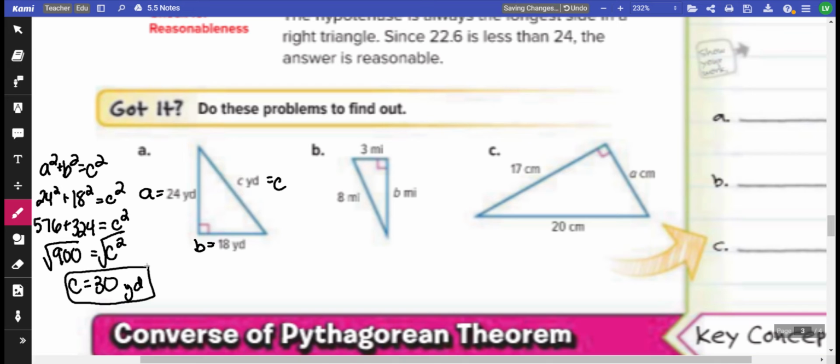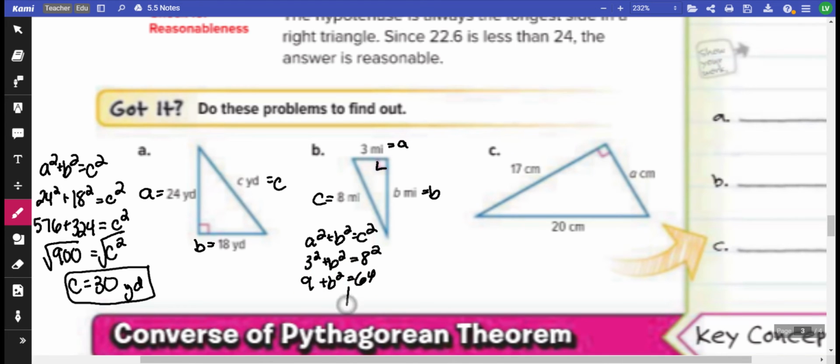Letter B. We have 3 miles, B miles, and 8 miles. My hypotenuse is 8, so that's going to be C. I'll keep B labeled as B, and 3 is going to be A. So A squared plus B squared equals C squared. Replacing my numbers with 3 squared plus B squared equals 8 squared. 9 plus B squared equals 64. I'm going to subtract both sides by 9.